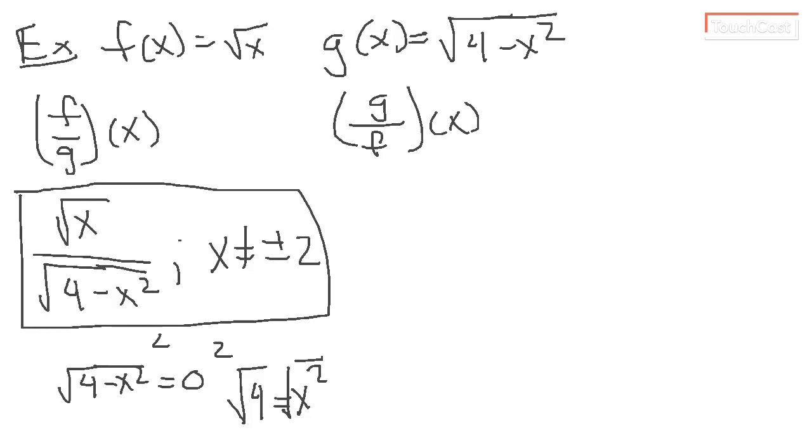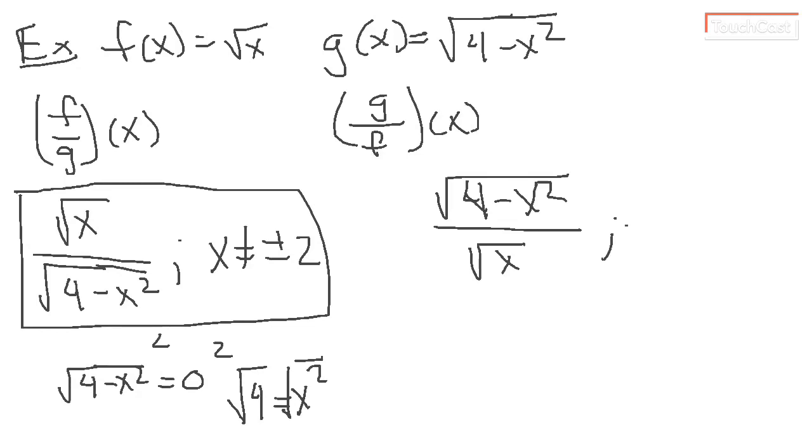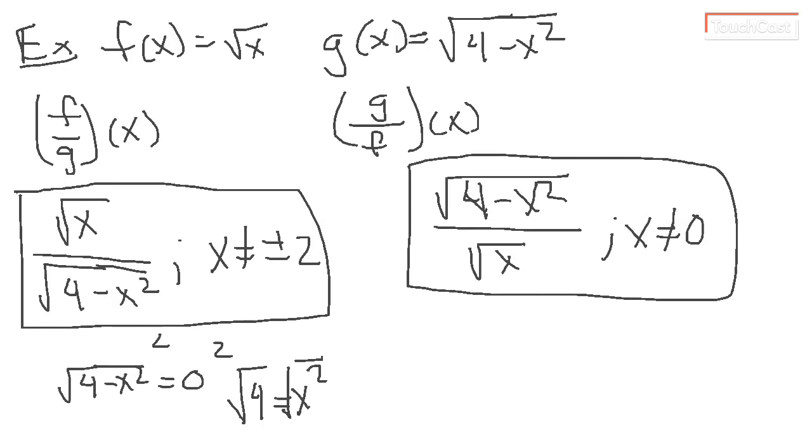Now let's also find g over f. So in this case, we're going to now take g of x in our numerator, 4 minus x squared, and we're going to put that over the square root of x. If we were to set that equal to 0, we would find that x can't equal 0, and that's the only restriction there.